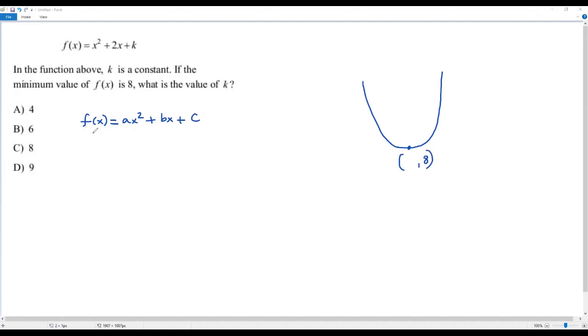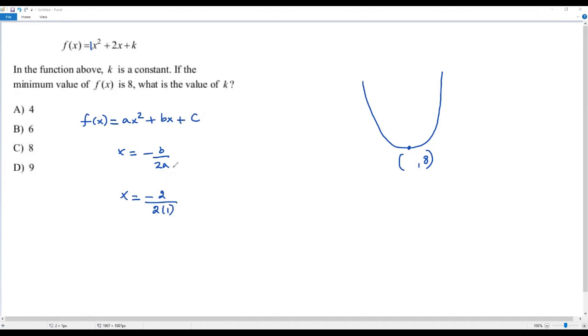When we have a quadratic function in standard form like this, there is a formula to get the x-coordinate at the vertex. The formula is x equals negative b over 2a. This b is the coefficient of x. The coefficient of x in our quadratic function is 2, so we can plug in 2 for b. Then negative 2 divided by 2a, that is 2 times a. a is the coefficient of x squared, and in the given quadratic function the coefficient of x squared is 1. So the value of a is 1.